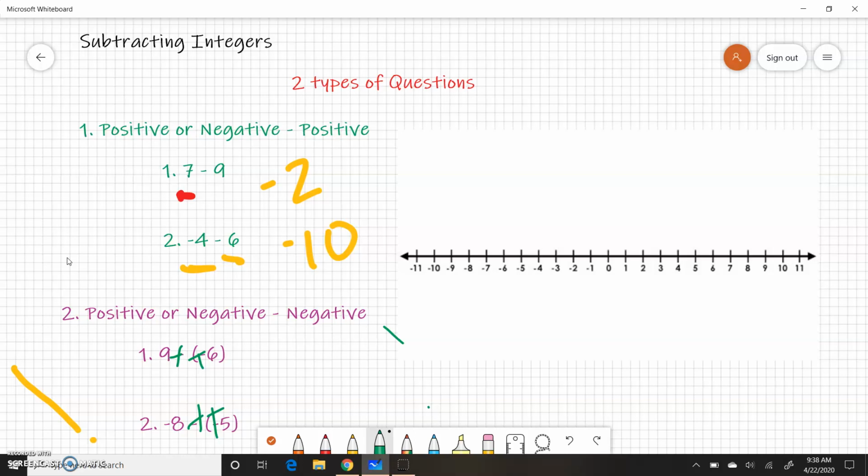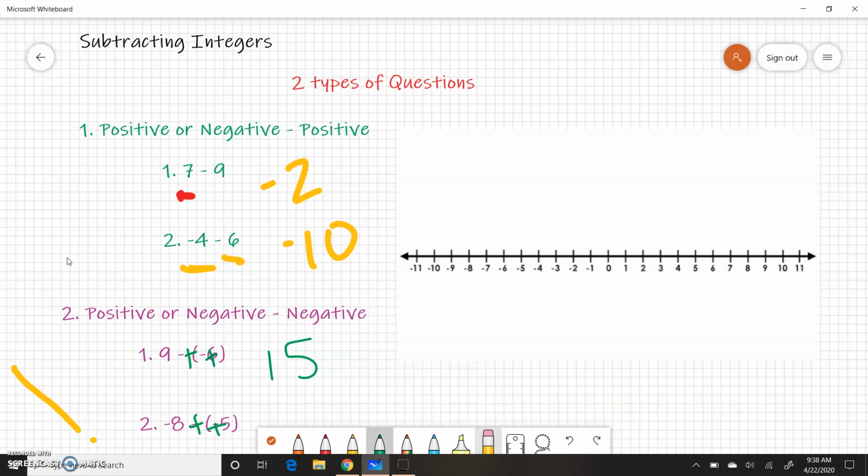So number 1, for example, it started off as 9 minus negative 6, but it became 9 plus a positive 6. So 9 plus positive 6 would give you 15. And then the second one, we have negative 8 minus a negative 5. So negative 8 minus negative 5 actually becomes plus. So it's really negative 8 plus 5, which we talked about adding integers yesterday.